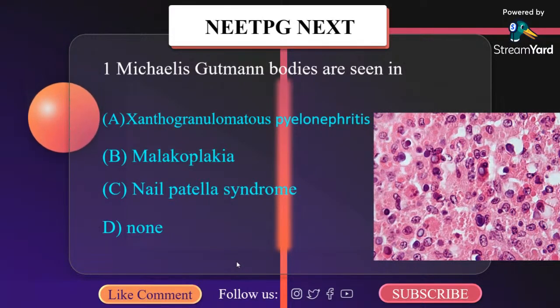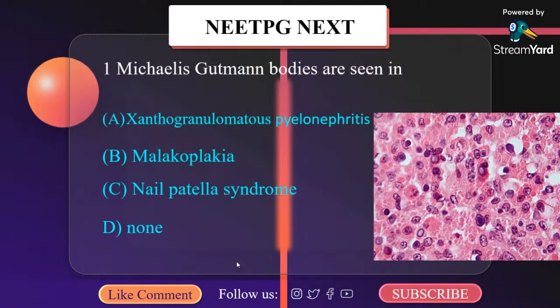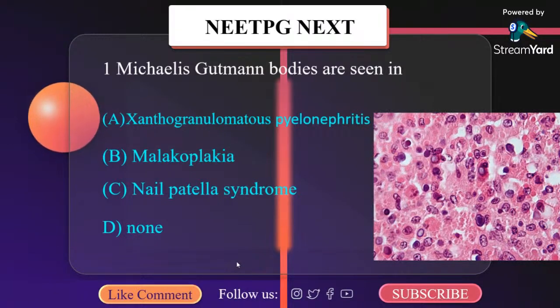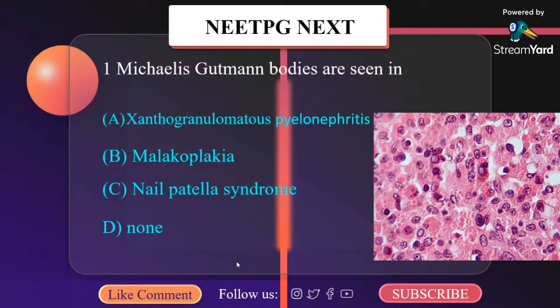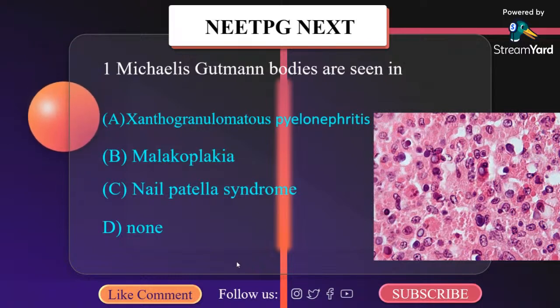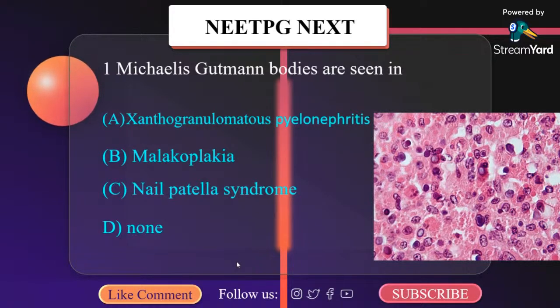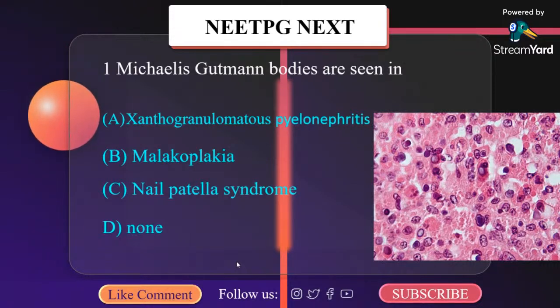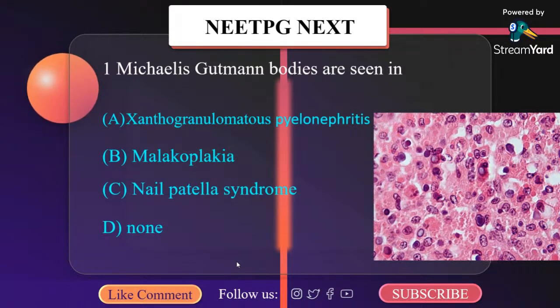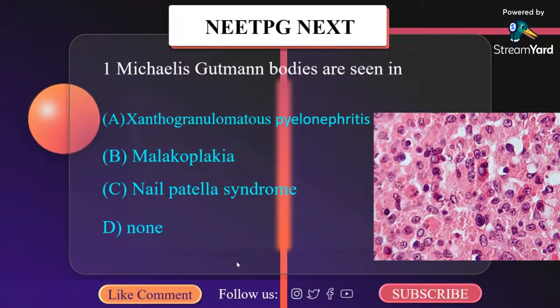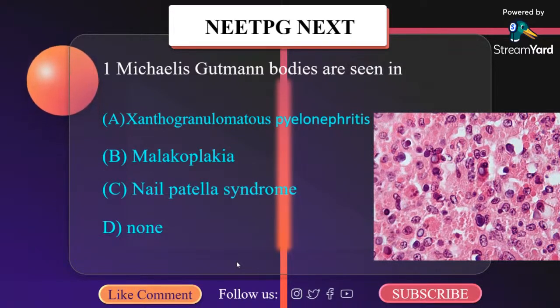Michaelis Gutman bodies are seen in A. Xanthogranulomatous pyelonephritis, B. Malakoplakia, C. Nail patella syndrome, D. None of the above. Here in the image, you can see Michaelis Gutman bodies. These Michaelis Gutman bodies are seen in... What are Michaelis Gutman bodies?